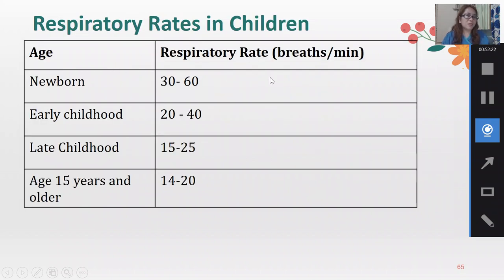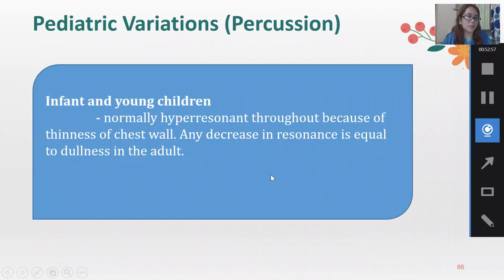So, respiratory rates in children, para lang you have the idea of what is normal. Kasi baka sabihin nyo, di ba dapat 18 lang siya, bakit newborn 30 to 60, ang bilis ng respiration. So that is normal for the newborn since their lungs are not yet that developed. And then early childhood, 20 to 40 breaths per minute. Late childhood, usually 15 to 25. And age 15 years and older is 14 to 20. These are the normal respiratory rates.